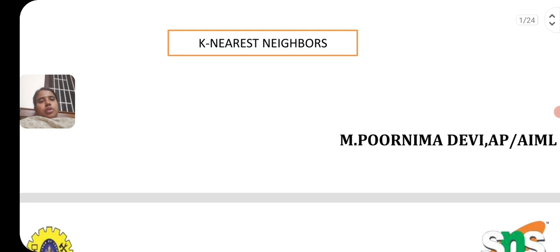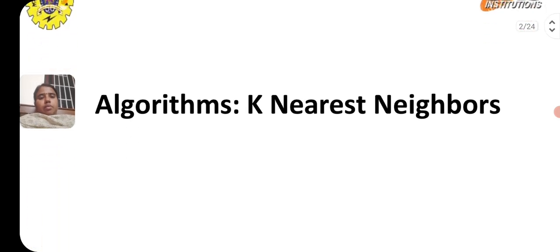Now I am going to discuss k nearest neighbors. Before moving to k nearest neighbors, all of you know about linear regression, and also the least square method. In the least square method, if a data set contains many things, we have to draw a graph from the data. Mainly it is used in data analysis. Now I am going to discuss the k nearest neighbors algorithm.